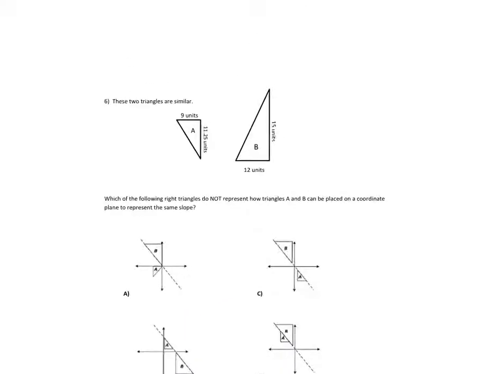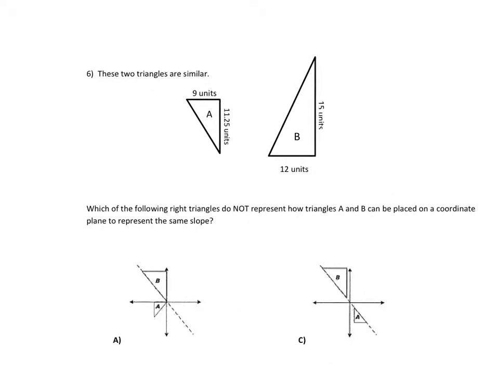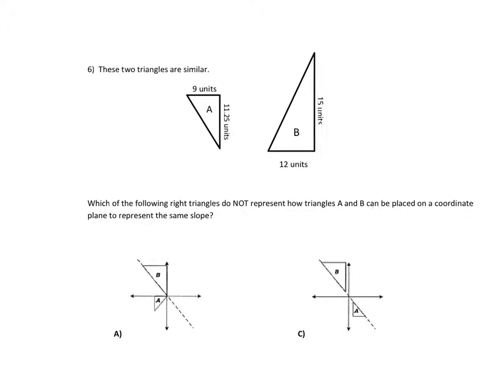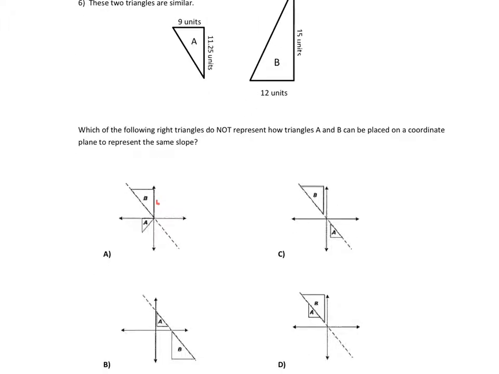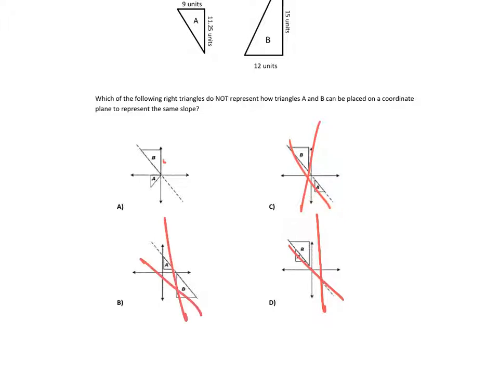Number 6. These two triangles are similar. Which of the following right triangles do not represent how triangles A and B can be placed on a coordinate grid? Remember, we told you they had to follow along the same slope. Does that make sense? So this one is not on the same slope. This one is. This one is. This one is. So we're looking for one that does not, which is answer choice A. Because they have to be along that same line. If we're saying they're similar, they have to have the same slope and they have to follow that same line. Do y'all understand that? Yes.